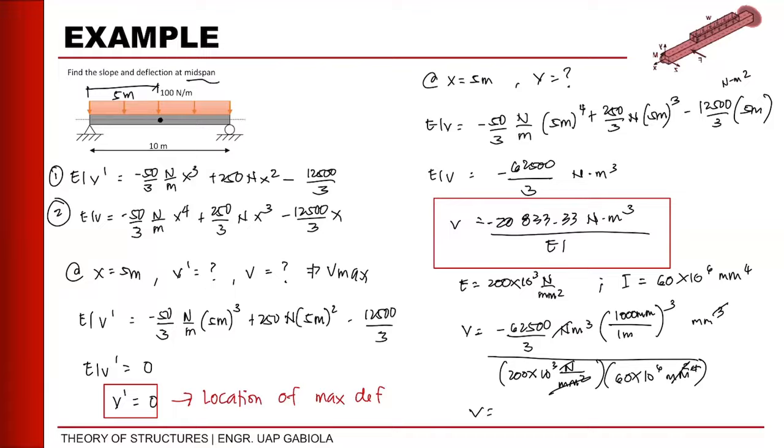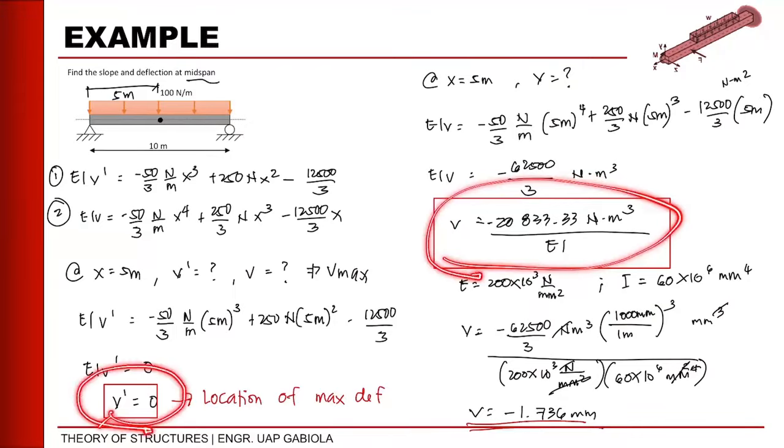all over 200 times 10 to the 3 times 60 times 10 to the 6, we will have a deflection of negative 1.736 mm. So, ito yung possible deflection natin if yung value ng E at ang I natin is ito. Okay? So, ganun po natin ginagamit yung equation na yan. Okay? But to answer this problem, our deflection at midspan will be this equation, and then our slope at midspan, since this is a maximum deflection, is equals to 0. Okay?